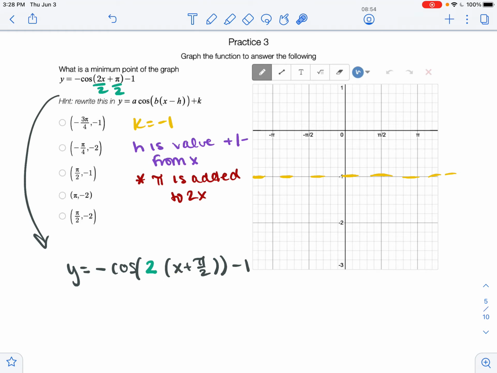Distribute back in. 2 times x gives us 2x. 2 times pi over 2 gives us pi, right? We haven't changed our function. We've just allowed ourselves to identify that the h value, the number that is subtracted from x, is negative pi over 2. So what that means, right, this is a little bit tricky with cosine because that doesn't necessarily give us our starting point right away. It tells us, though, that along our midline, our period, that first cycle of our curve is going to start at negative pi over 2. Right, it's going to start somewhere along this x value.